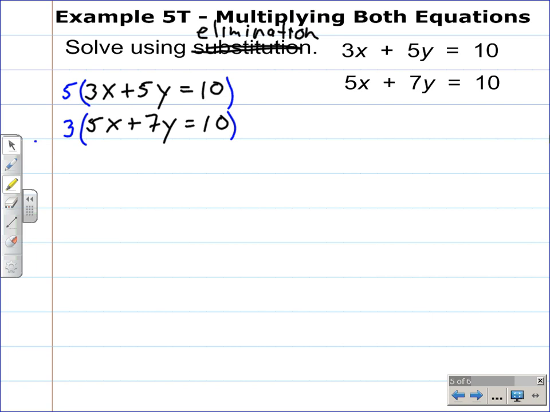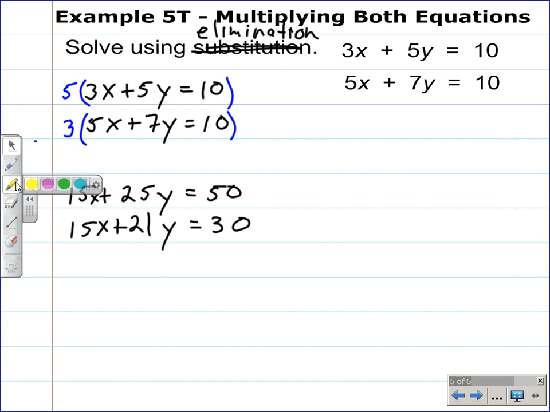So when we multiply the first equation by 5, that'll give us 15x plus 25y is equal to 50. And multiplying the second equation by 3, 3 times 5x is 15x, 3 times 7y is 21y, and 3 times 10 is 30.